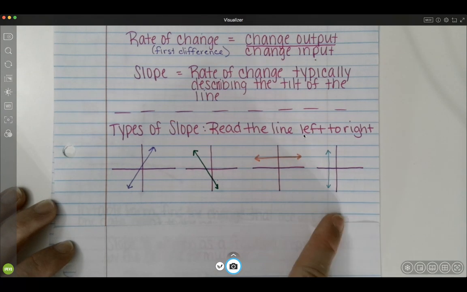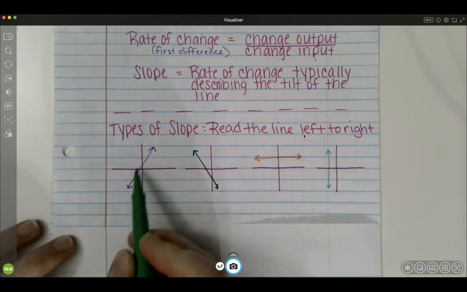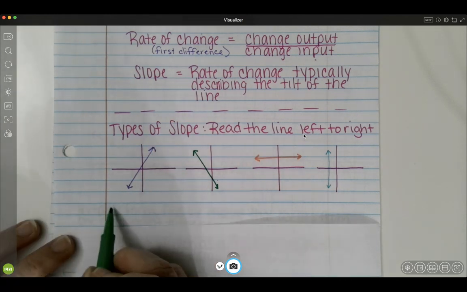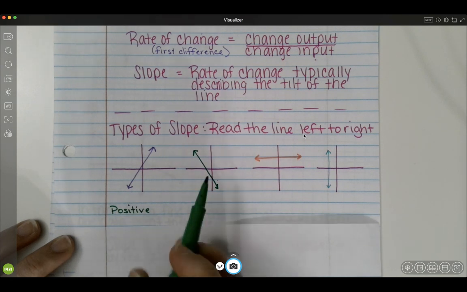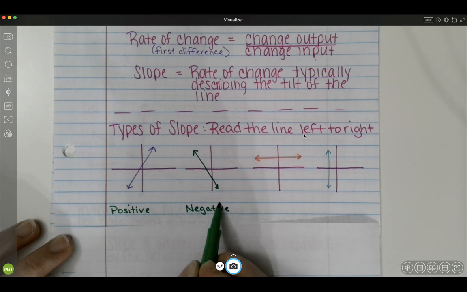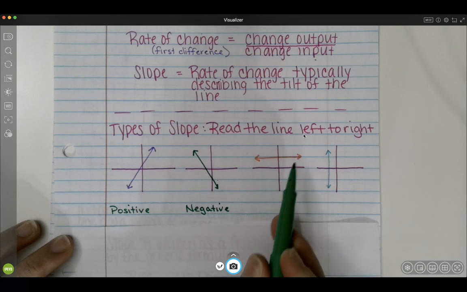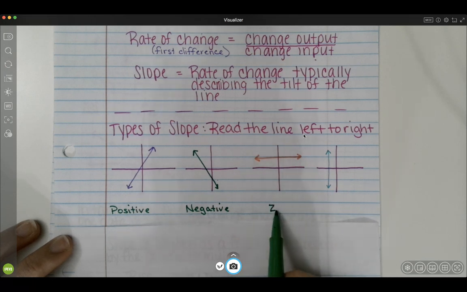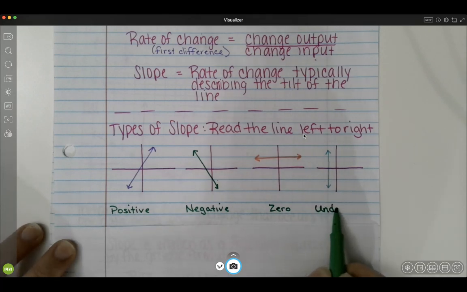Each of these types of lines has names, all right? This first one, because I'm going up the hill, would be called a positive slope. Here, because I'm going down the hill, would be a negative slope. Here, I can still sled, I can still go on this hill. It just happens to be that there is no hill, so this is 0 slope. And here, I'm falling off the cliff, which makes it undefined.